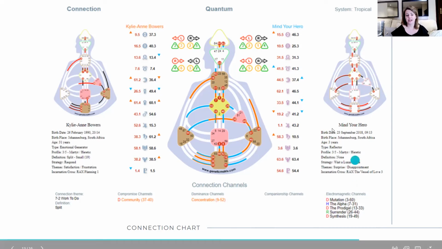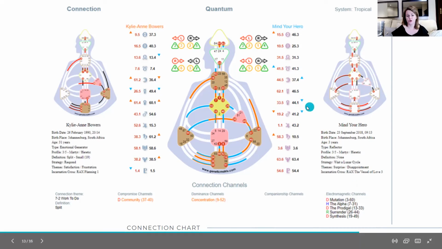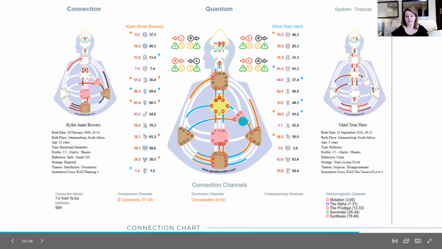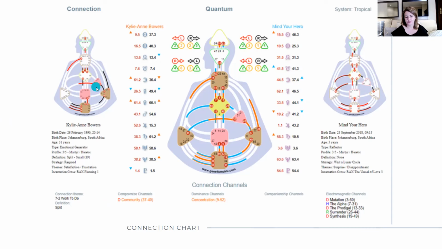So a connection chart will start to show you where you've got compromise channels, dominance channels, companionship channels, electromagnetic channels, and even friendship. Your companionship channels are also known as your friendship channels. So essentially, I've got gate 26 in my chart, and Mind Your Hero has gate 44. Because those two join together, that forms an electromagnetic channel. We complete each other with that channel, which is really cool.